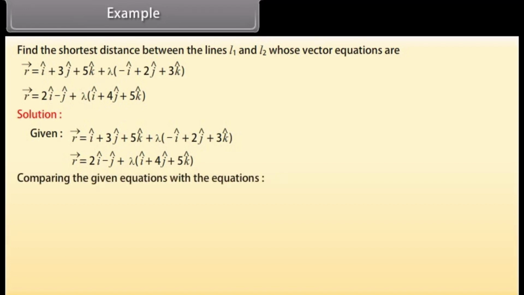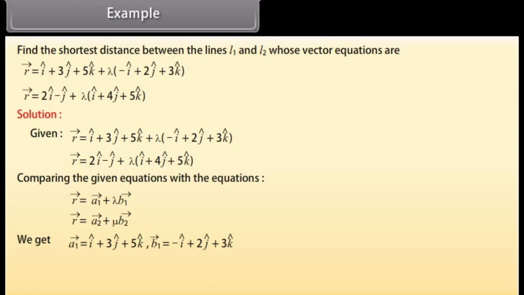Comparing the given equations with vector r equals vector a1 plus lambda vector b1, and vector r equals vector a2 plus mu vector b2, we get vector a1 equals i plus 3j plus 5k, vector b1 equals minus i plus 2j plus 3k, vector a2 equals 2i minus j, vector b2 equals i plus 4j plus 5k. Vector a2 minus vector a1 equals i minus 4j minus 5k.